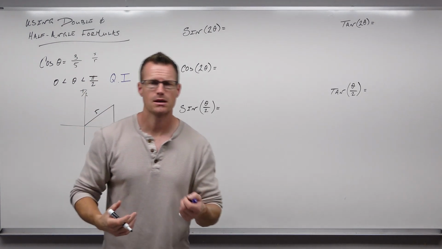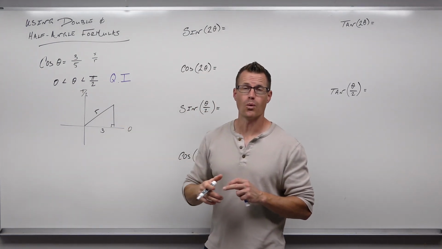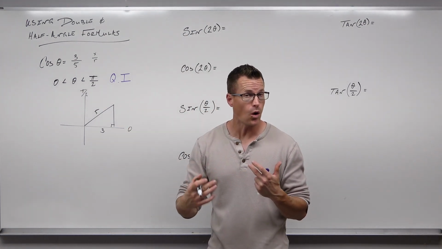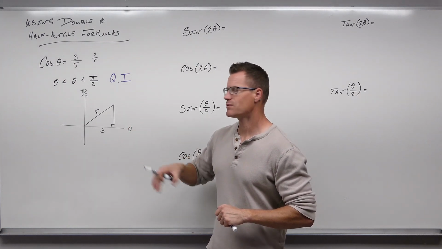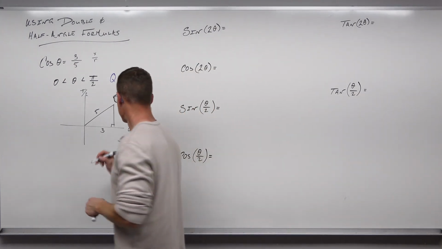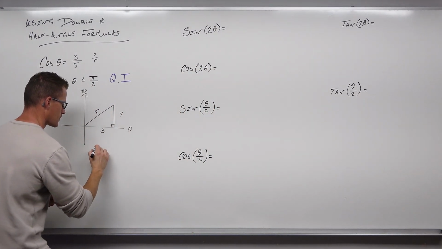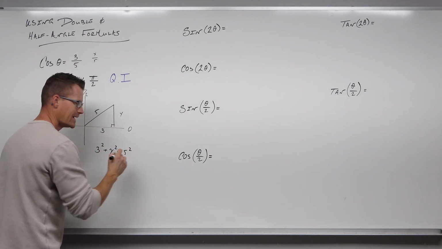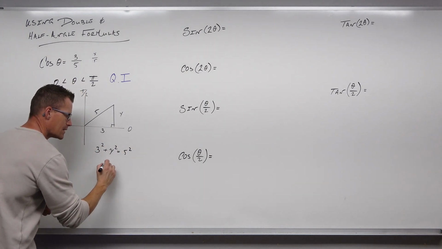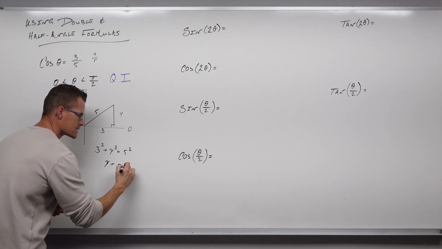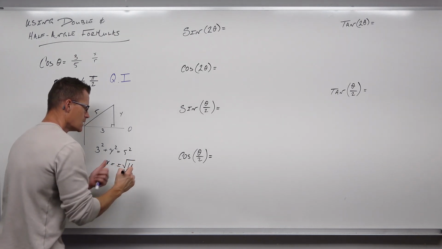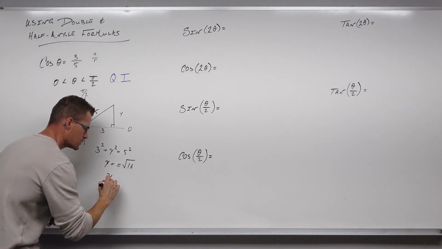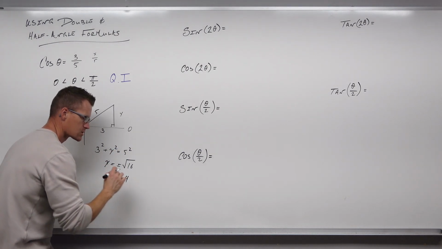In order to find sine and tangent, you have to know what the y is. Because we're in quadrant 1, we know that y is positive, so sine and tangent will also be positive. We just have to use the Pythagorean theorem to do that. And doing just a little bit of work, we get that y equals plus or minus the square root of 16. 25 minus 9 is 16. Take a square root of both sides. We've done it a few times here. We get plus or minus 4.